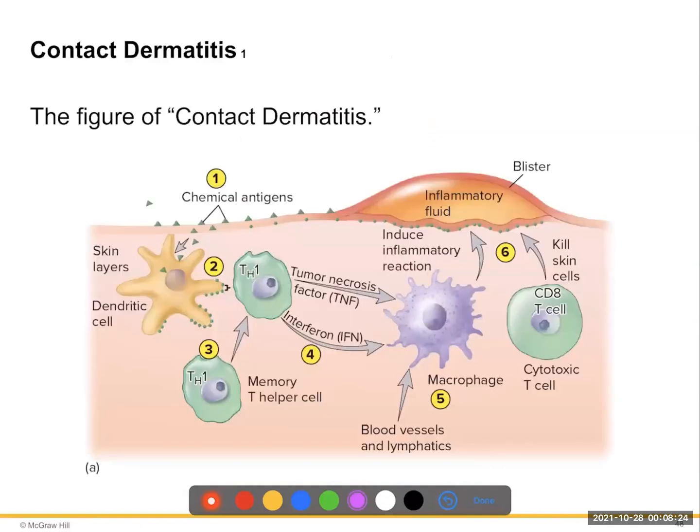So here's your contact dermatitis. This is your chemical antigens. This is showing them going through the surface of the skin, the epithelium. This is your dendritic cell that captures the antigens, breaks them up, and displays the antigens for the body to see if it recognizes it.